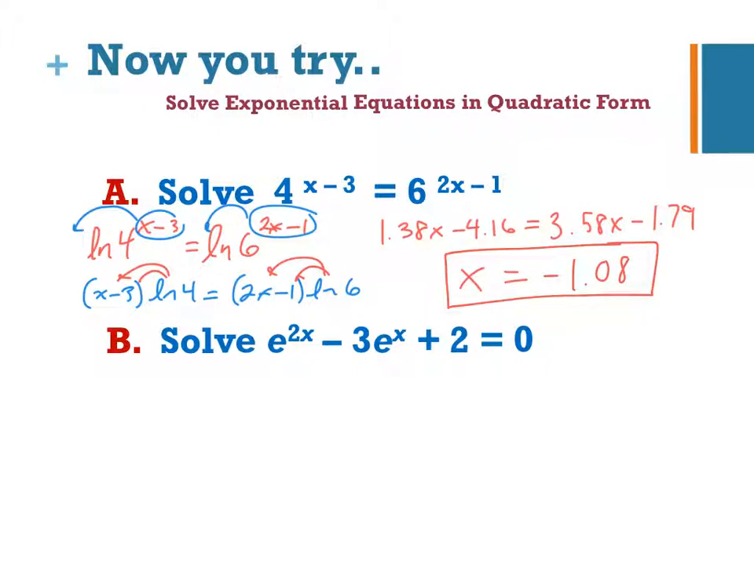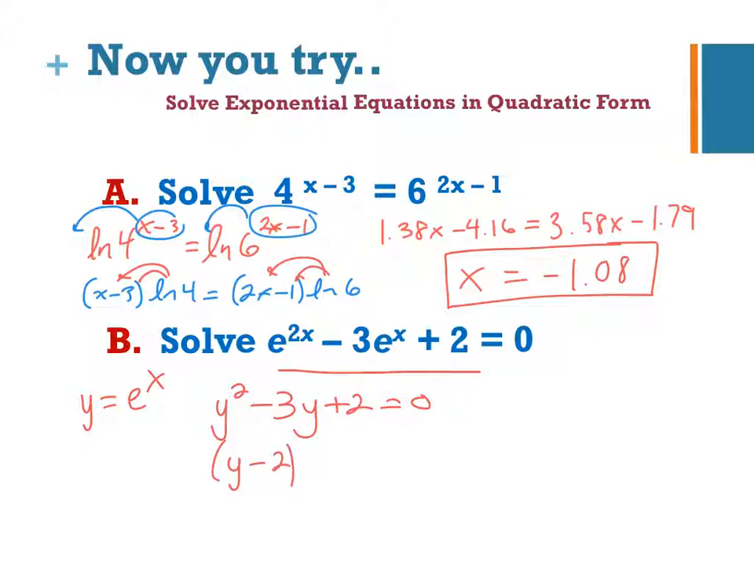Now for the last one, again, it's a factorable one. If I let y equal e to the x, then I can rewrite this as y squared minus 3y plus 2 equals 0. A lot easier to look at, a lot easier to factor. This factors into y minus 2 times y minus 1. Our two answers from this would be y equals 2 and y equals 1.